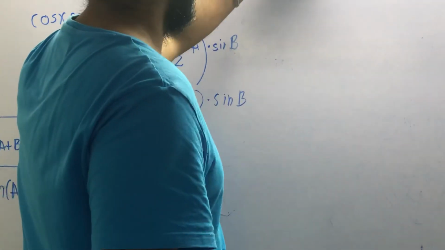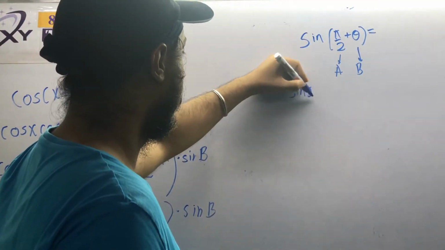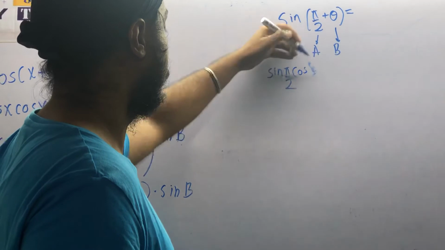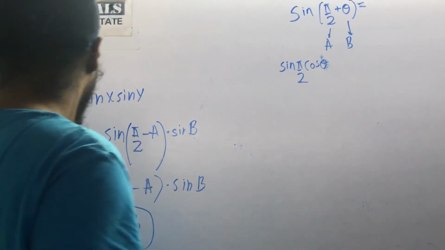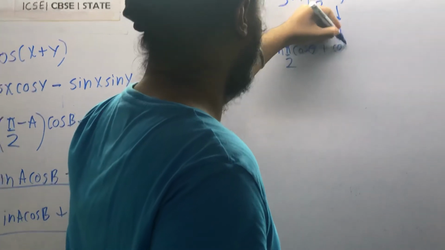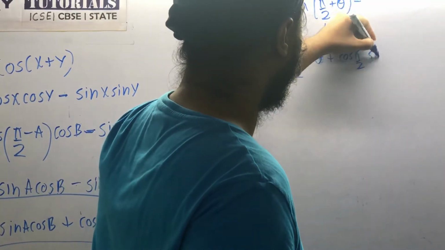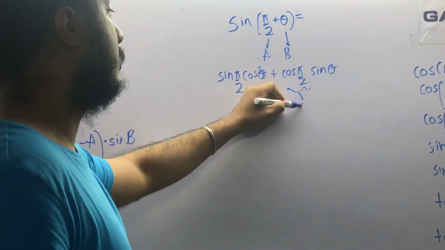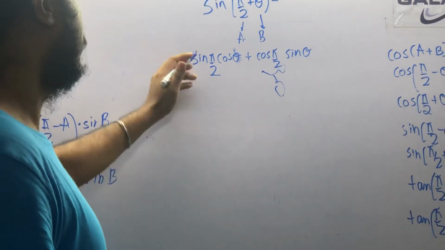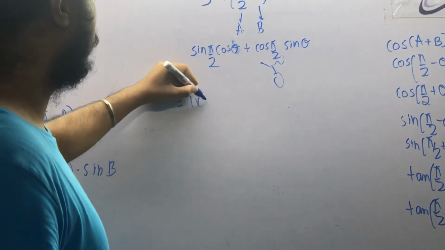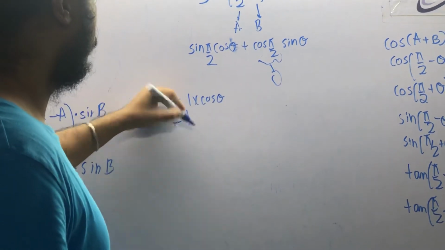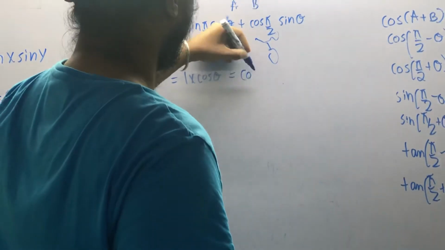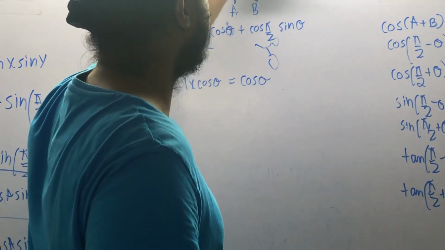So this will be how much? sin pi by 2 cos theta plus cos pi by 2 sin theta, right? So what is happening? cos pi by 2 is how much? 0. So 0 into sin theta is 0. So sin pi by 2 is how much? 1. 1 into cos theta. So it is cos theta. So sin(pi by 2 plus theta) is cos theta.